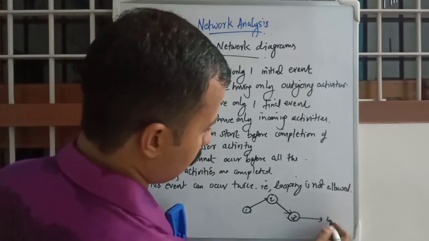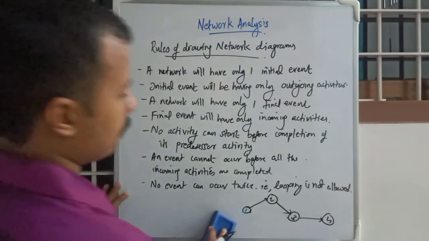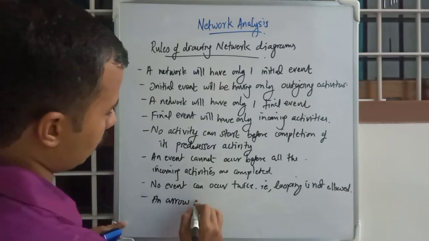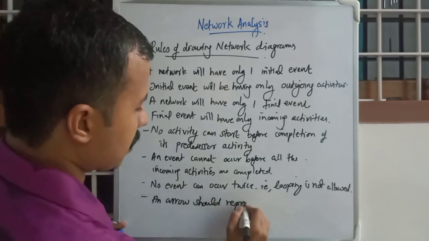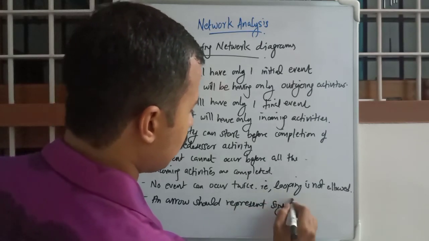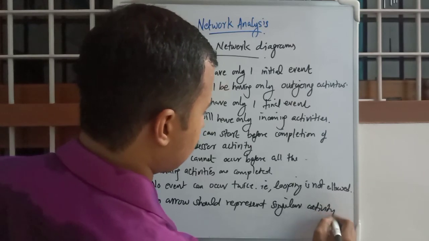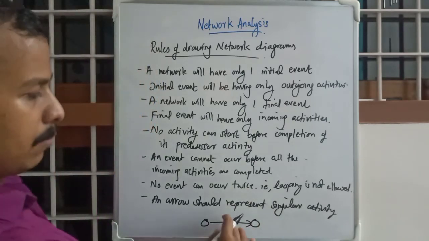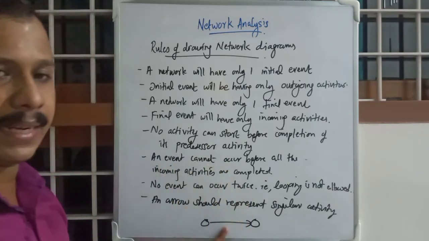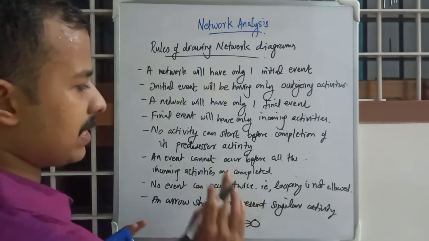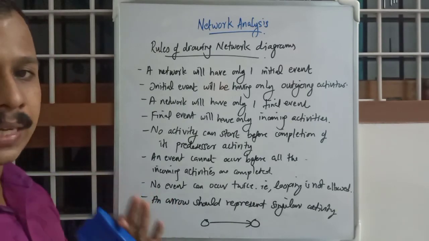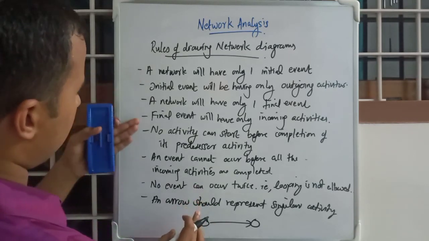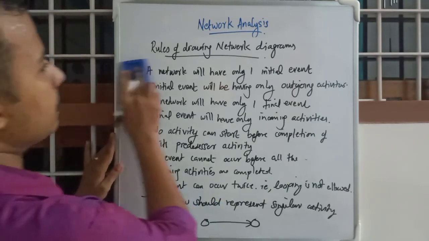Okay, that's it. The next one, an arrow should represent a singular activity. That is, this activity should be singular. It shouldn't represent more than one activity. This one arrow for one activity, not more than one. Okay, an arrow should represent singular activity. That is, not more than one activity should be assigned to one arrow. Okay, so that was 8th rule, and we move on to next one.